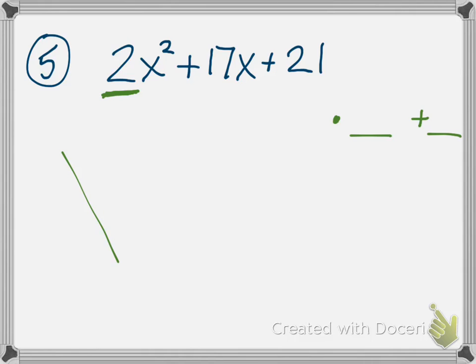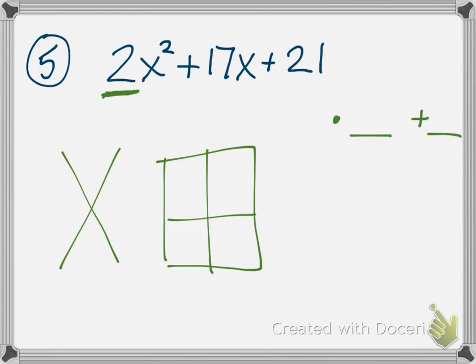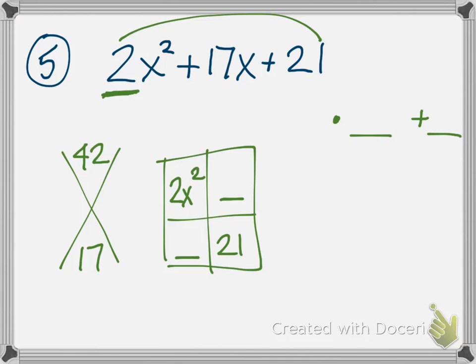So x box, here's my x, here's the box. 2 times 21, that's what goes up here, so it's 42. And the 17 goes right down here. In the box, let me set that up. This is my a term, so 2x squared, and my c term, 21. What goes in here and here comes from the x. So two numbers that multiply to 42 and add to 17.